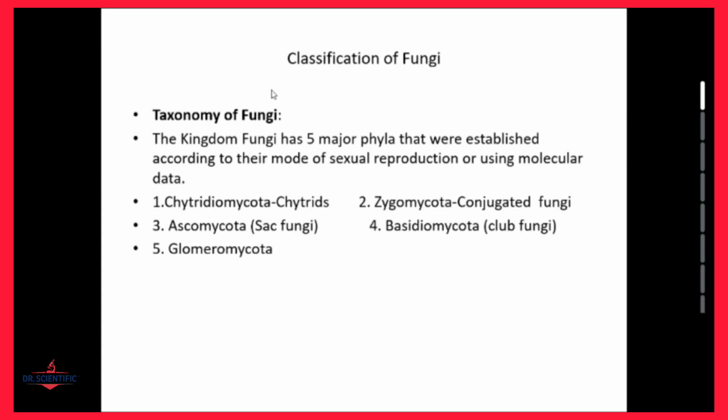So the five are as listed: Chytridiomycota, what we call chytrids. Number two is Zygomycota, what we call conjugated fungi. We have Ascomycota, sac fungi, Basidiomycota, club fungi, and Glomeromycota, the five phyla.